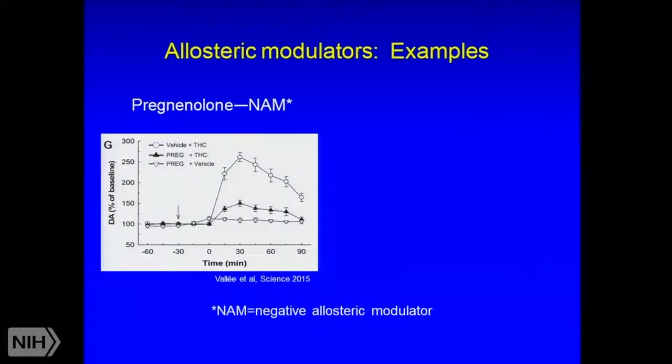And that has functional effects, a number of which are explored in this paper. One that I think is particularly interesting is that normally if you give THC, you get a surge of dopamine, and that surge of dopamine is strongly attenuated if you pretreat the animal with pregnenolone.